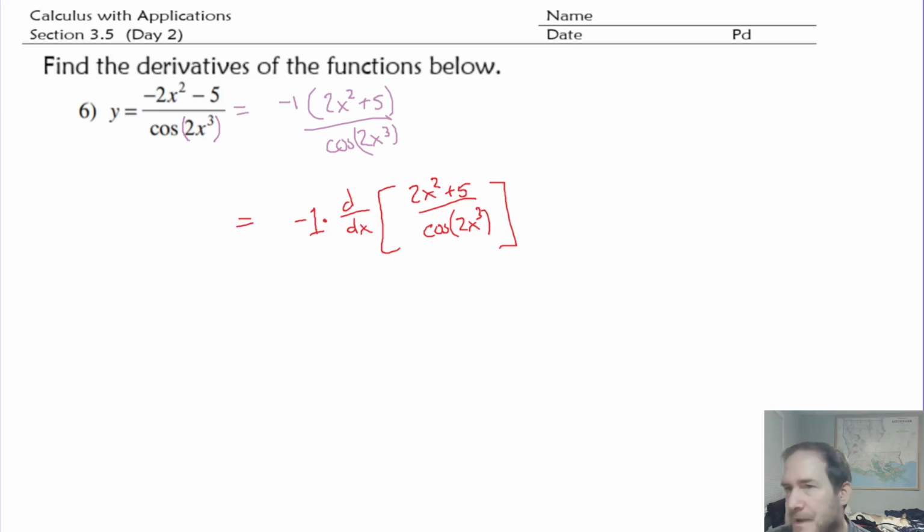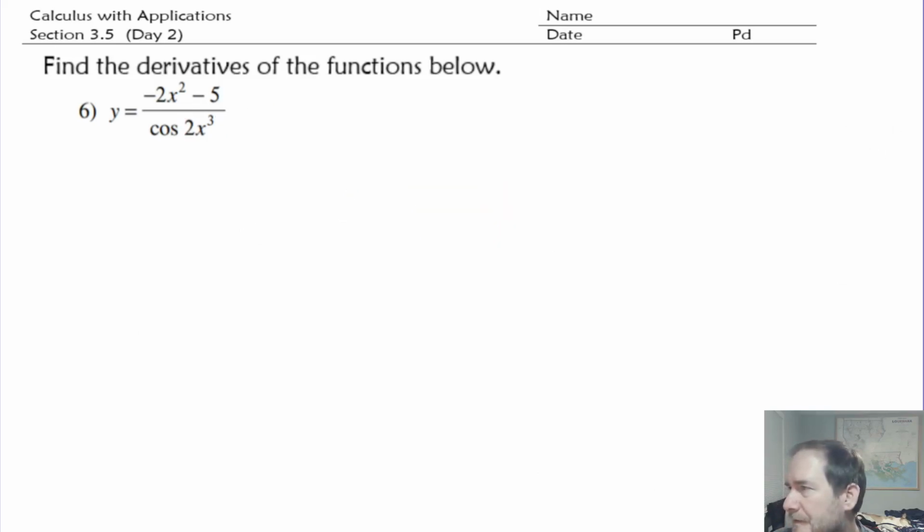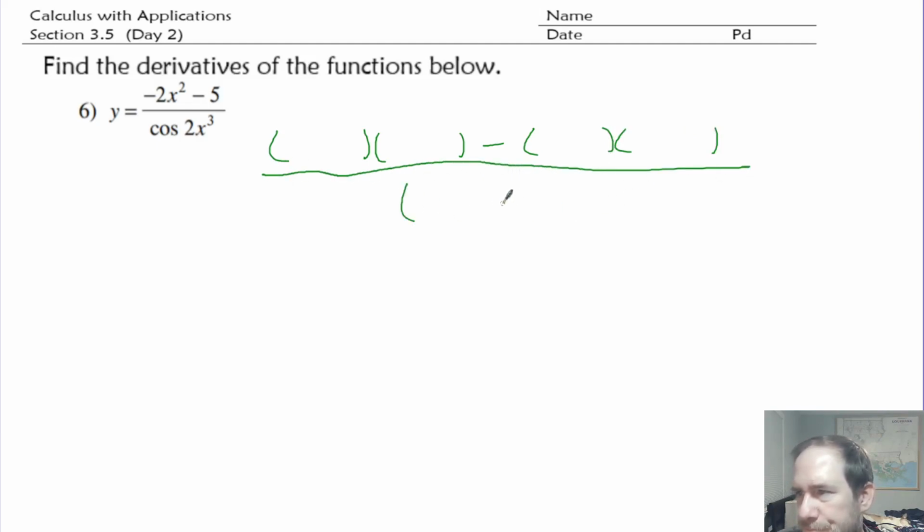So, starting over. Alright. Again, for quotient rule, we know that we're just going to want to be doing the derivative of the top times the bottom minus the normal top times the derivative of the bottom all over the bottom squared. So what's the derivative of the top? Well, it would be -4x. And that's it. And the bottom is the cosine of 2x cubed. Then the numerator is the -2x squared minus 5.